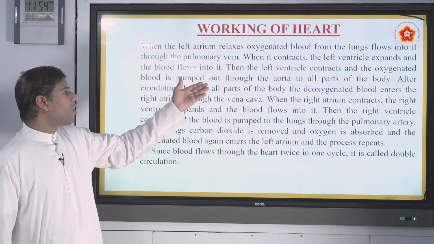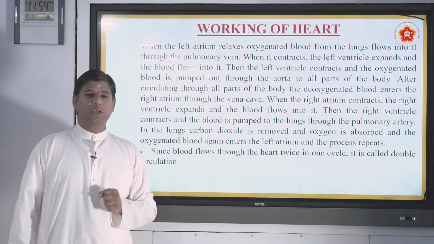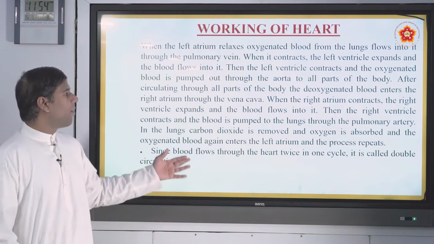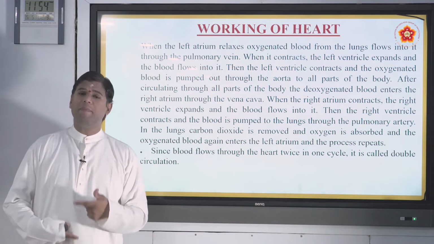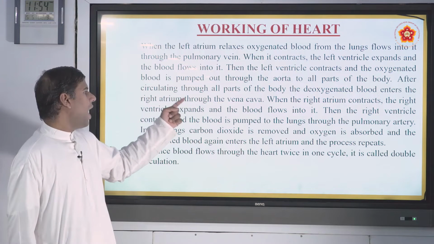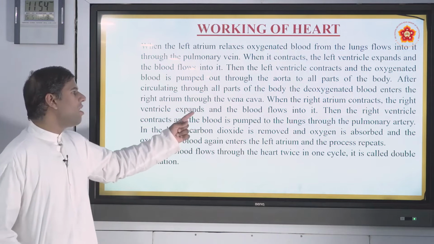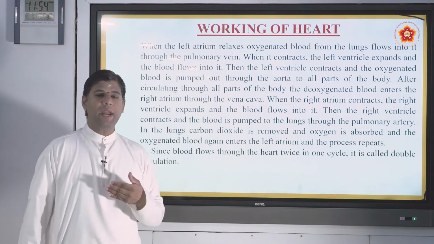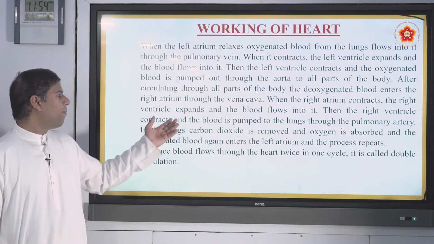And then the left ventricle contracts and the oxygenated blood is pumped out to the aorta, to all parts of the body. After circulating through all parts of the body, the deoxygenated blood comes back and enters the right atrium through the vena cava. Then the right atrium contracts, the right ventricle expands, and the blood flows into it.